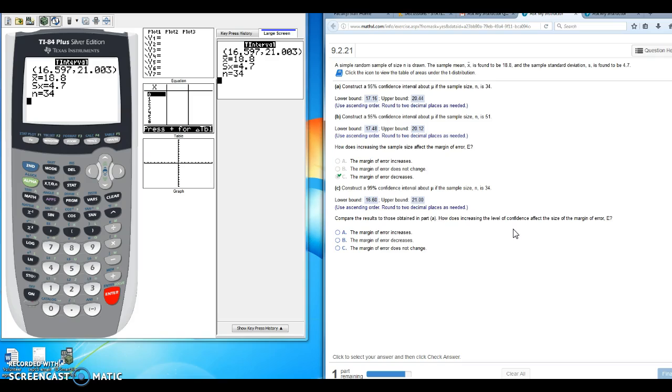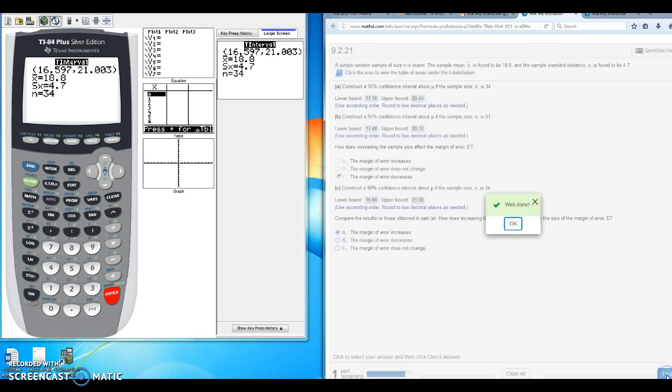And then they want me to say, how does that compare to a 95% confidence interval? So 1, I changed the sample size. 2, I changed the confidence level. And notice the margin of error increases. I have a wider interval. That's so I can be more sure. I'm more confident if I have more values to look at.